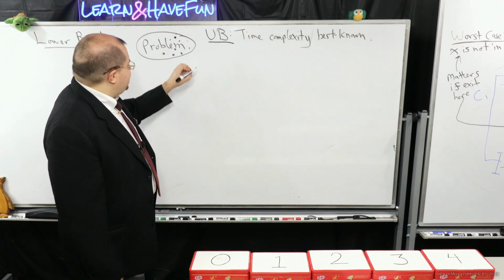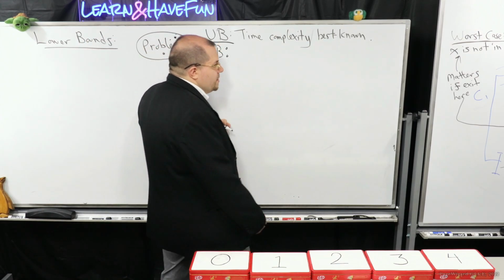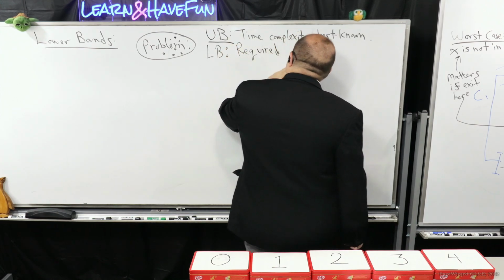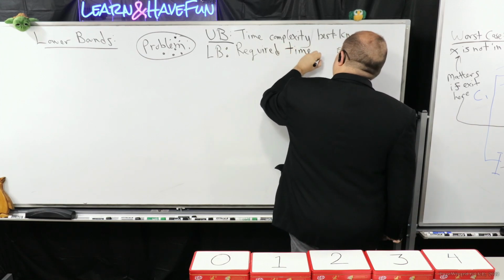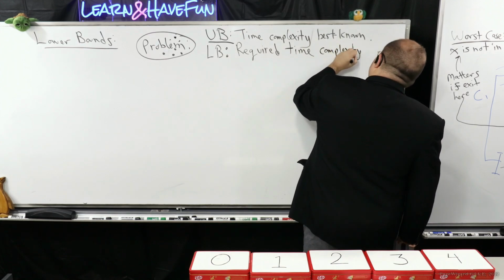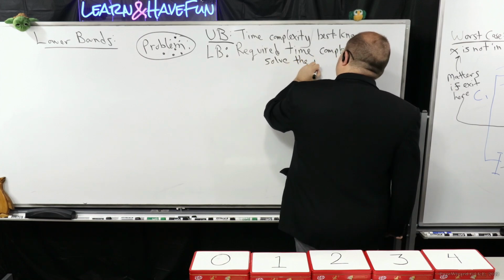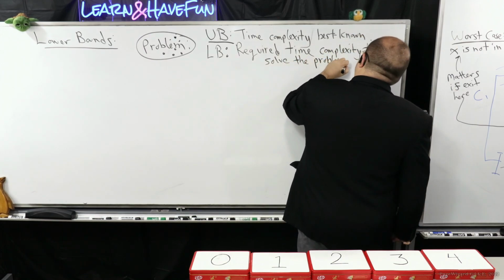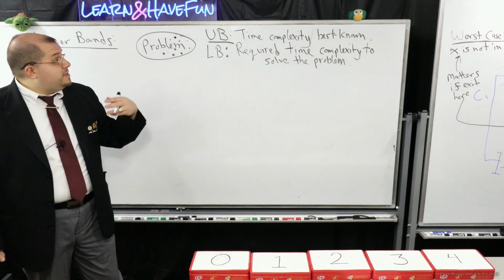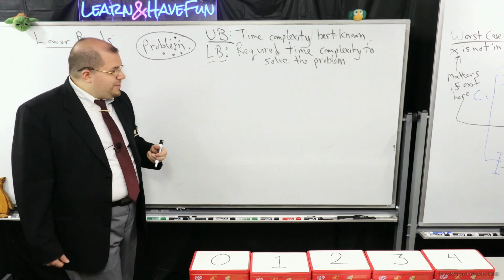So likewise, there's this concept of a lower bound. This is the required time to solve the problem. We'll say required time complexity to solve the problem. There's a lot of these discussions when it comes to different types of problems. Sorting is one where this very often comes up when you learn about some of this stuff. Searching is another one, so I'm going to focus on that.